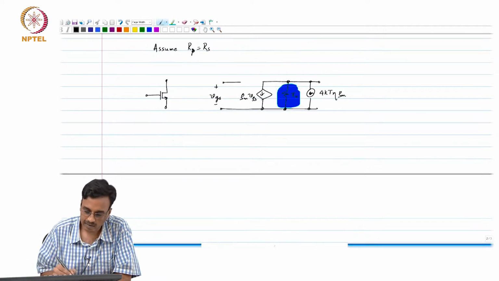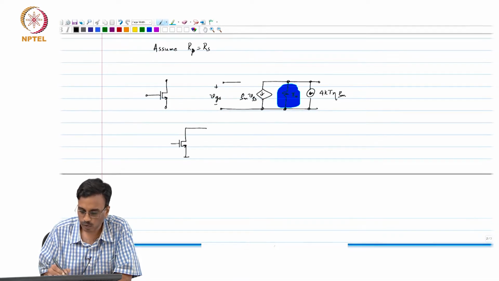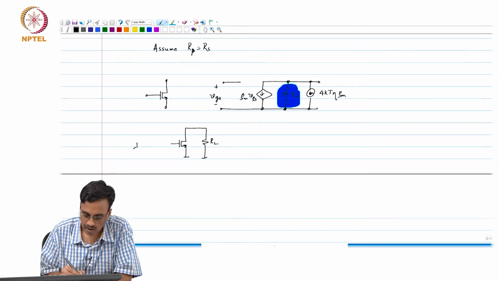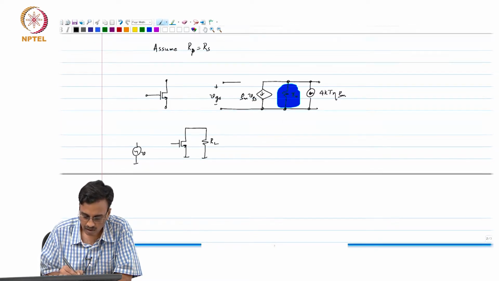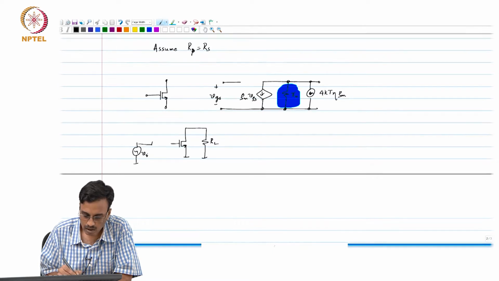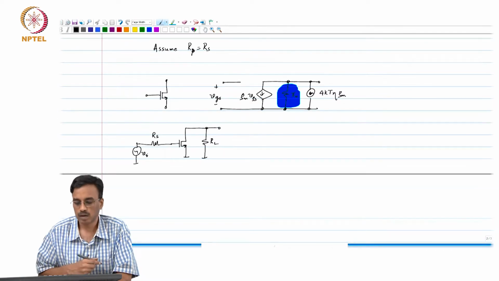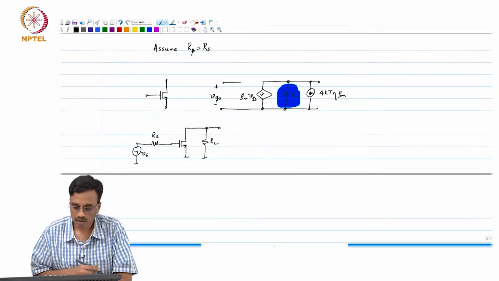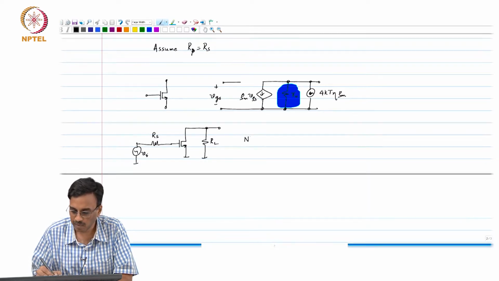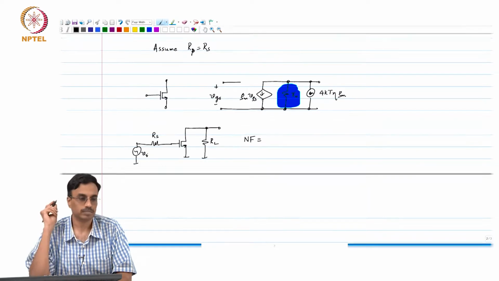Now, let us do a simple common source amplifier whose incremental picture is shown here, and this is Vi, this is Rs, and that is RL. So, what comment can we make? What is the noise factor? What do we do?